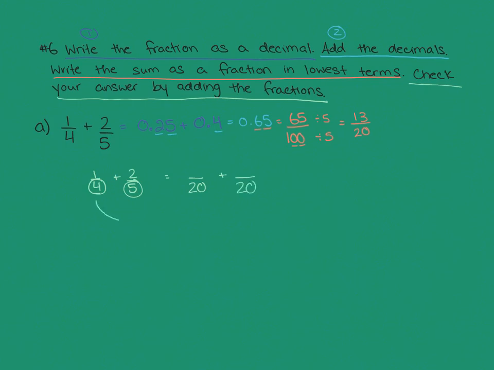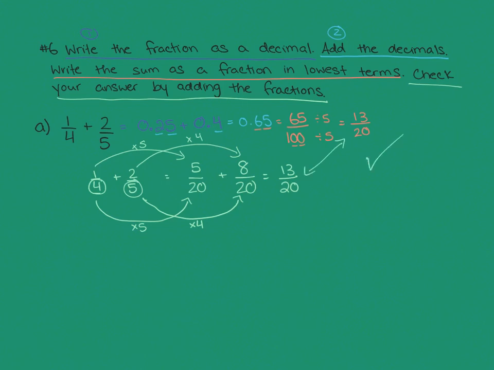So to get from 1/4 to something out of 20, I need to multiply by 5. So 1 times 5 is 5. To get from 2/5, to get from 5 to 20, I need to multiply by 4. So 2 times 4 is 8. So it would be 5/20 and 8/20. And when we add that together, our numerators, 5 and 8, add up to give us 13 out of 20. Our denominator doesn't change. And this gives us the same answer. So we know, yes, this is correct.